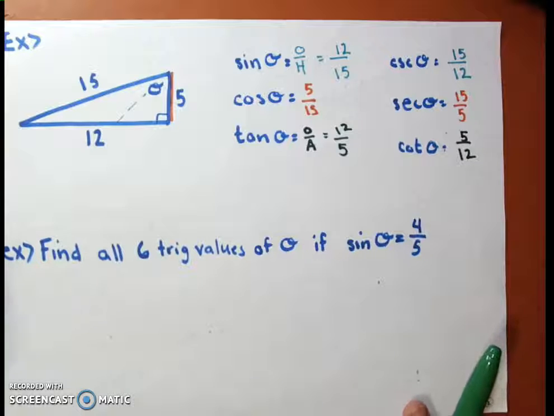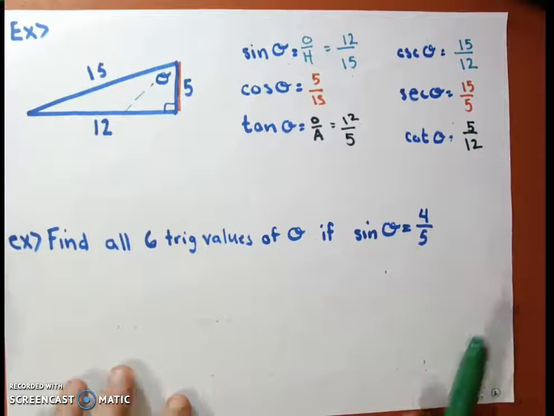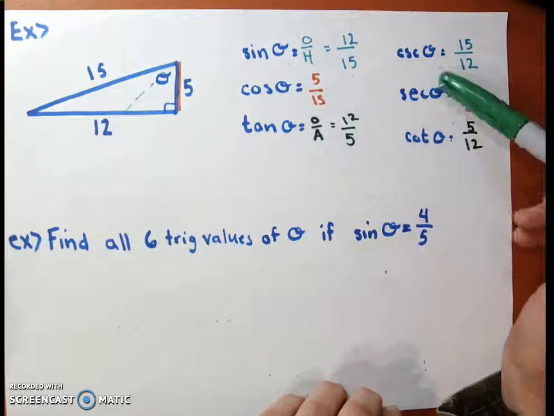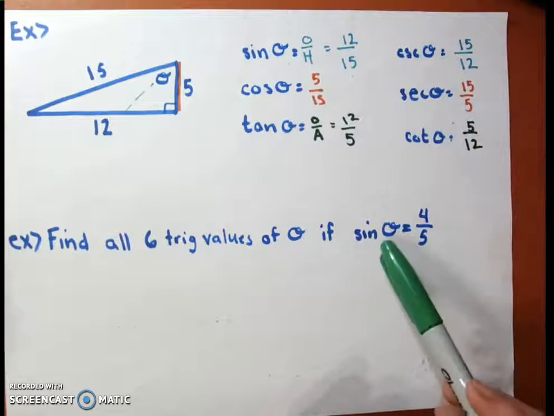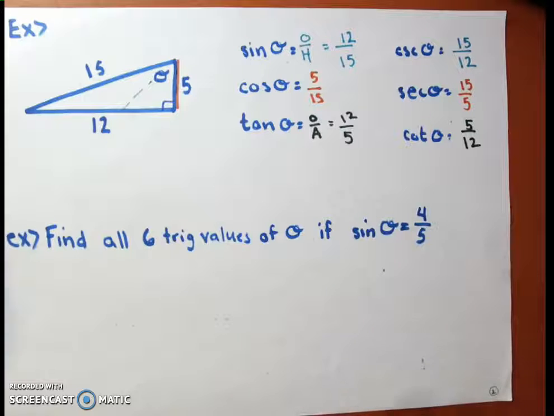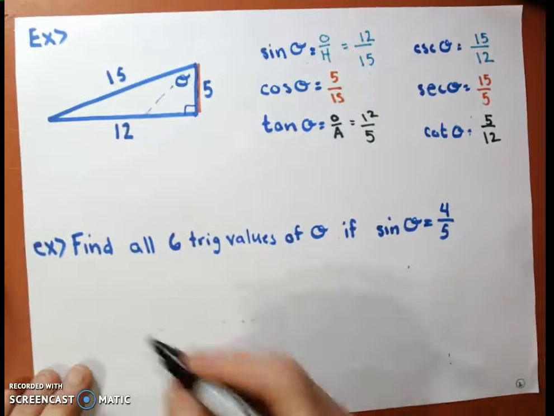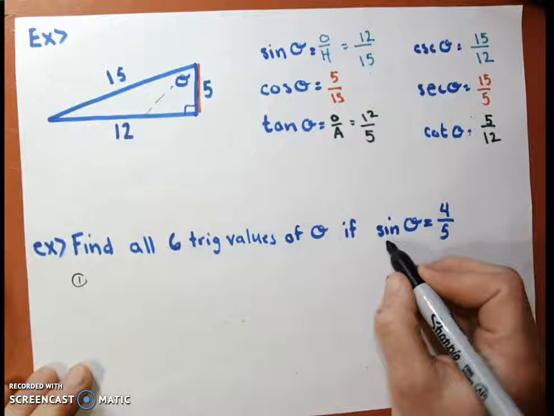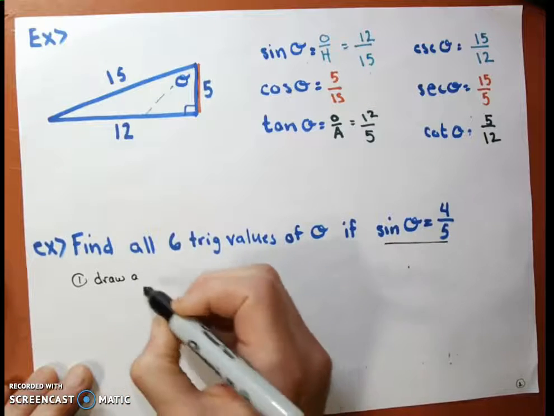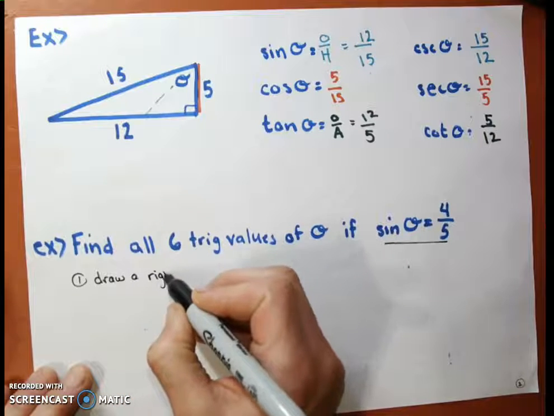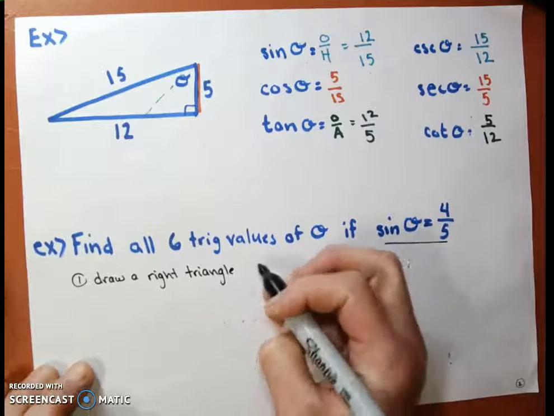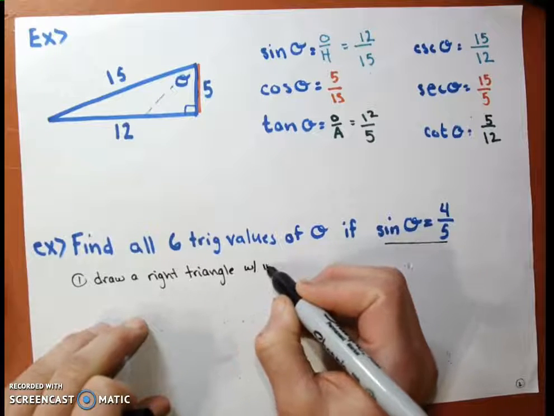So now let's do a slightly trickier example. I want to find sine, cosine, tangent, cosecant, secant, and cotangent of the angle theta when all I know is that sine of theta is 4 over 5. So my first step when I have this information is to draw a triangle, a right triangle, that satisfies that. So draw a right triangle with the information given.